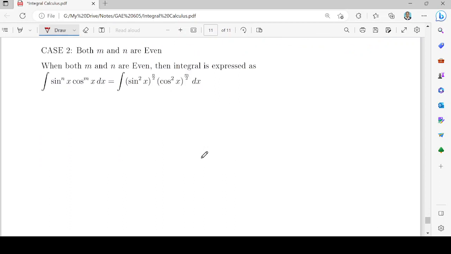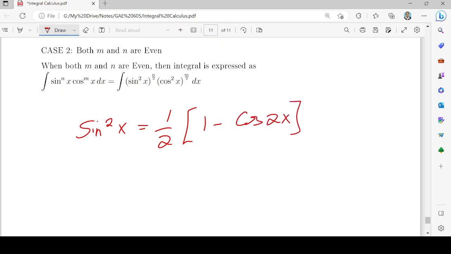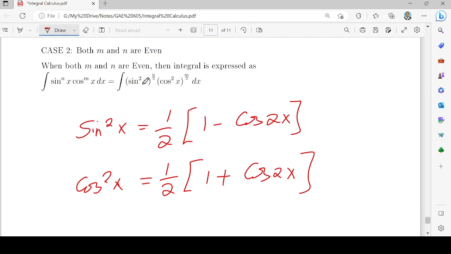So in particular, we are going to write sine squared x is equal to 1 over 2 times 1 minus cosine of 2x, and cos squared x is equal to 1 over 2 times 1 plus cosine of 2x. And here, we are going to replace both. So we replace both the square of sine of x and the square of cosine of x with these two identities.